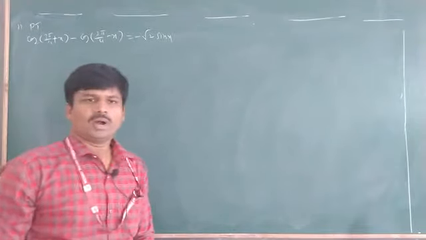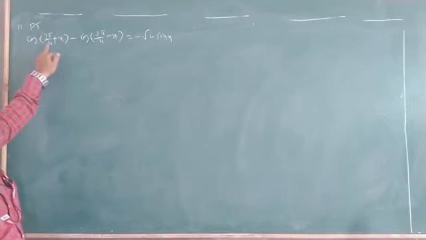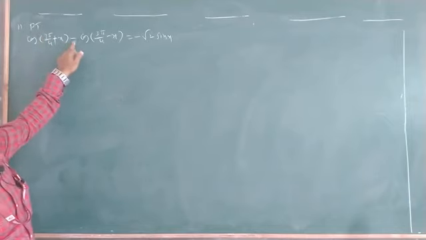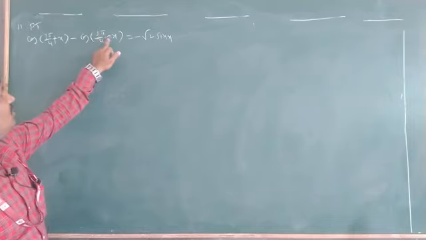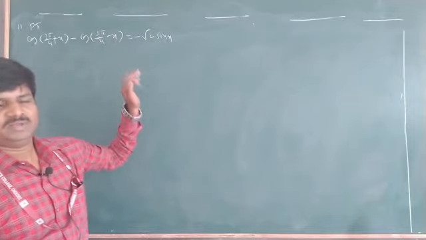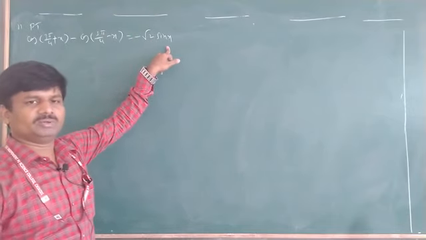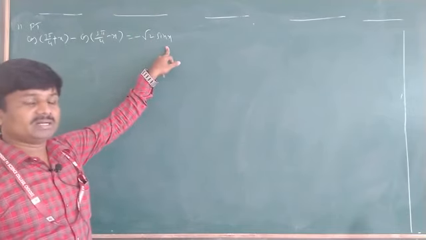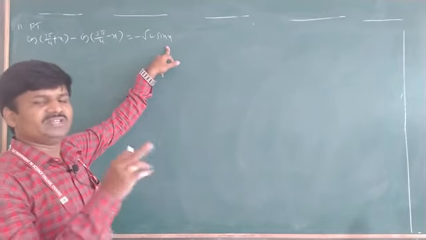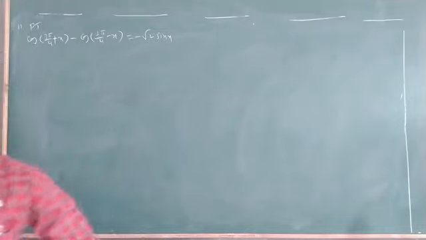What is he asking? Cos of (3 pi by 4 plus x) minus cos of (3 pi by 4 minus x) is equal to minus root 2 sin x. He is asking to prove minus root 2 sin x. Yesterday we solved this question as an example question, same as this. But we should observe in which formula it is given. Just observe clearly in which formula it is given.